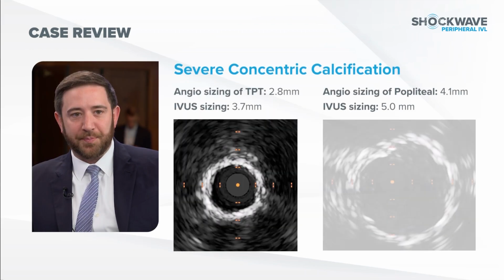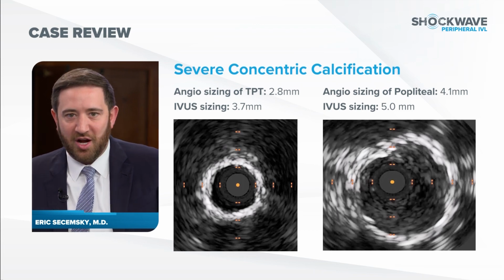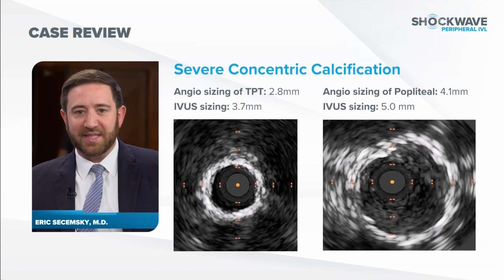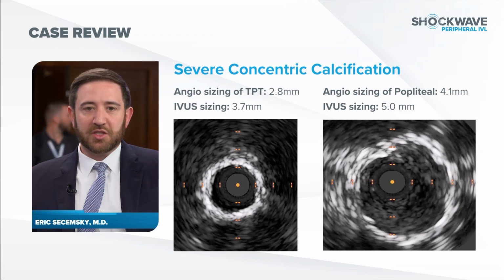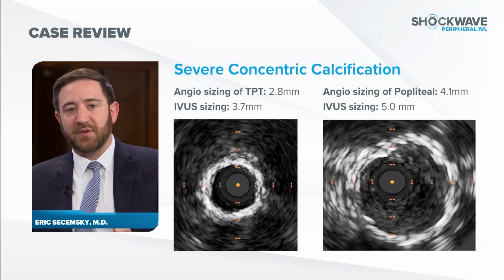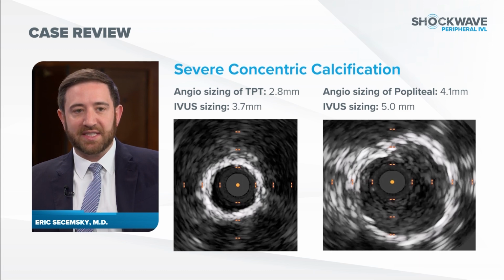do for sizing? And so here we did angio-based sizing and then IVUS-based sizing, and you can see that we were off by about just under a millimeter for both of these if we use just our angiogram based versus a healthy reference for our IVUS-guided sizing. So we ended up sizing the tibioperoneal trunk at about 3.7 millimeters, the popliteal rounding up to 5 millimeters. We want to make sure we approximately round it up a little bit for our devices.